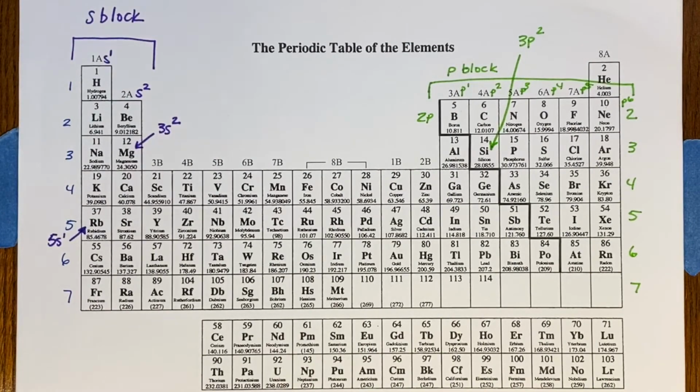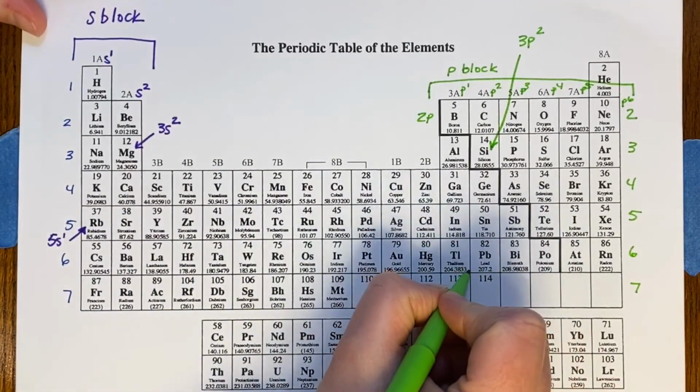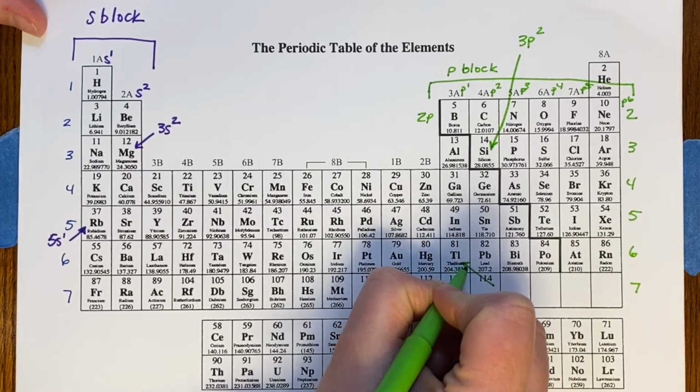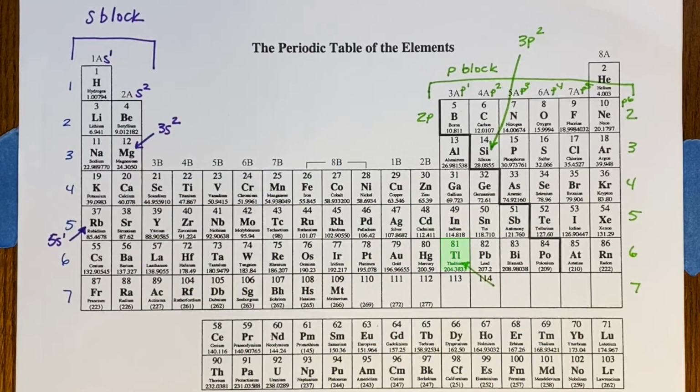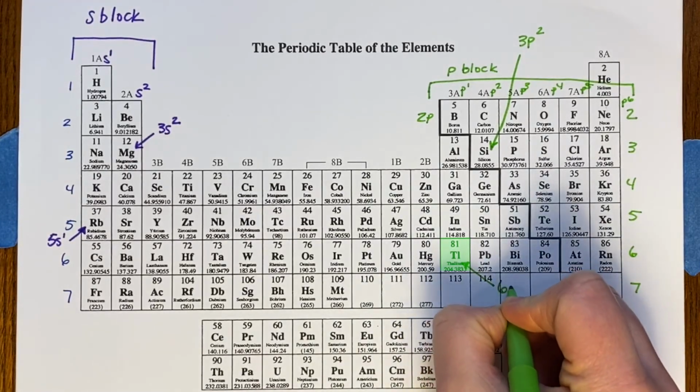If I were to look at an element like thallium, thallium is atomic number 81. It sits in the p block. Based on its position in the p block, I know that its highest energy electron is placed in a p orbital. I know that the shell where that p orbital resides is the 6th shell, and I know that its electron configuration will end in p1. So altogether, I know that thallium's electron configuration is going to end in 6p1.